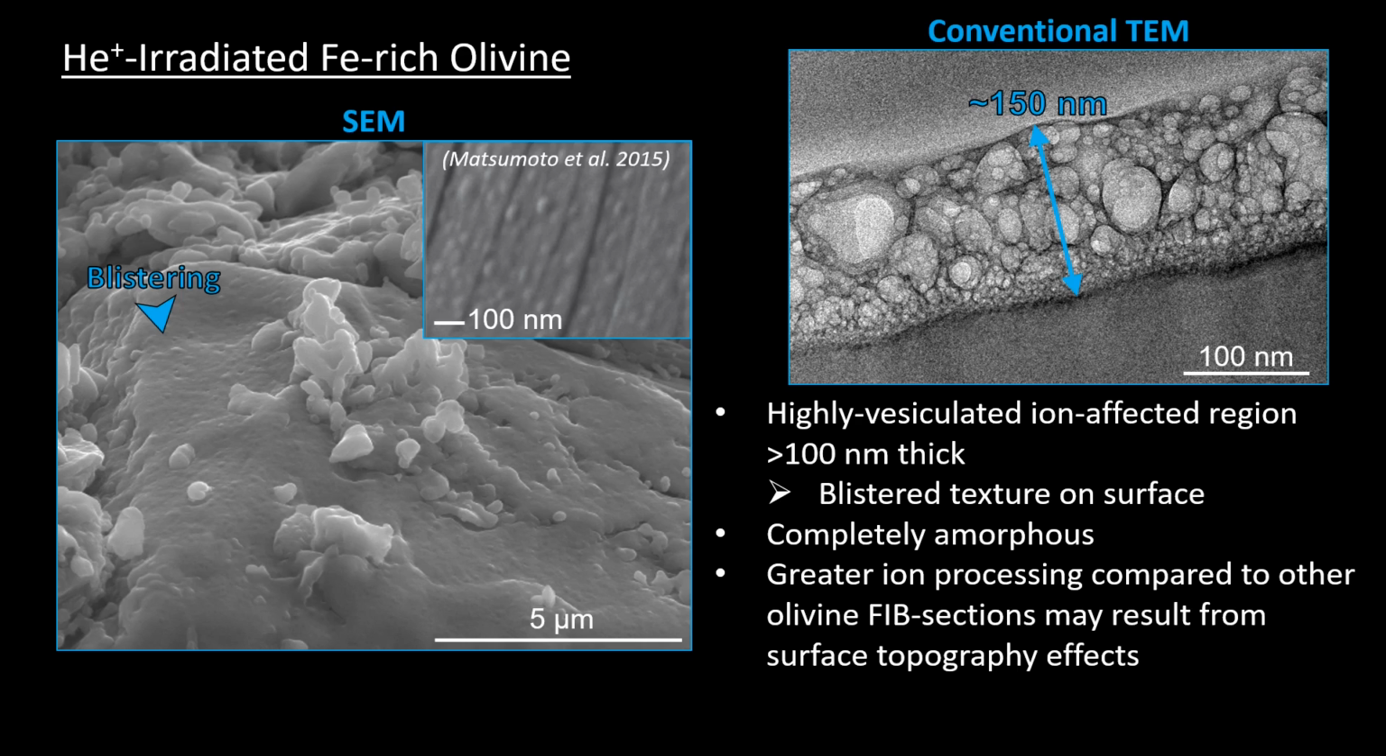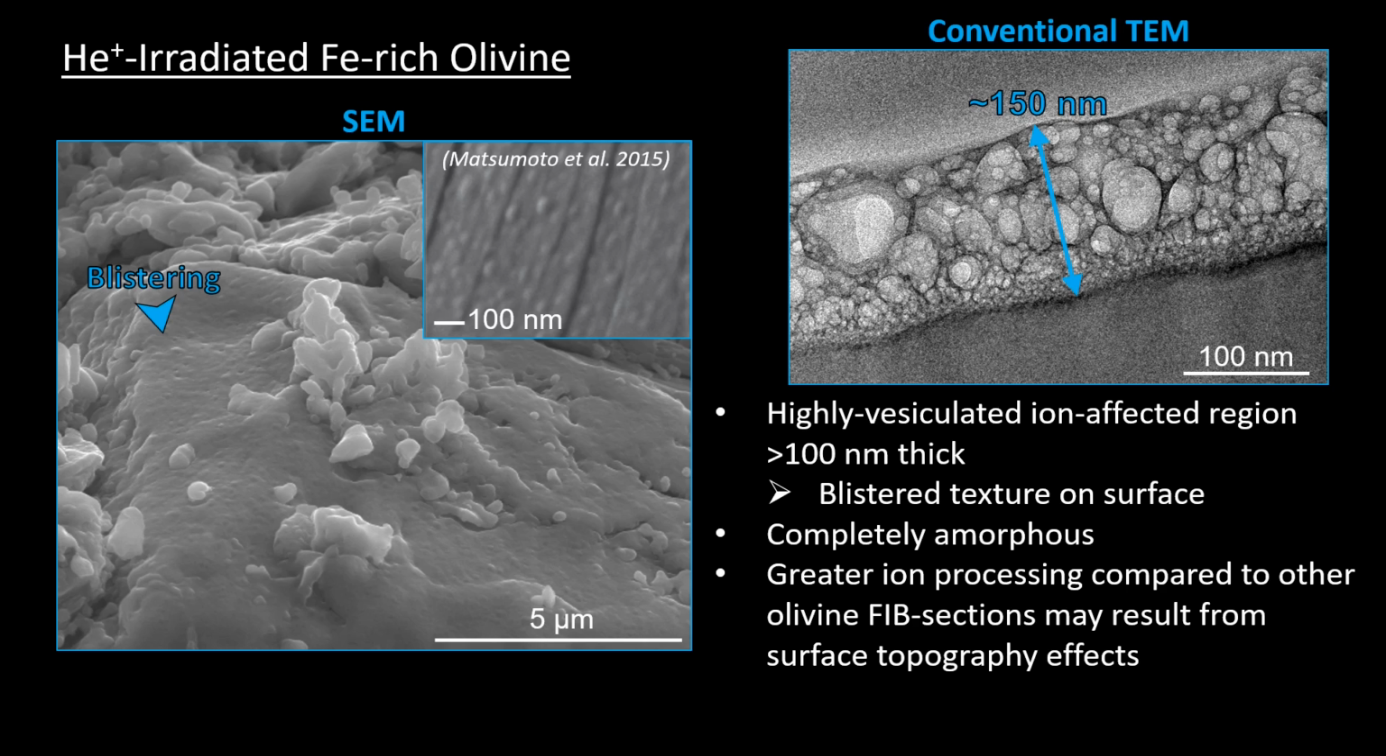Interestingly, our helium-irradiated iron-rich olivine FIB section has a highly vesiculated, completely amorphous ion-affected region similar to our matrix samples, which ranges between 120 and 180 nanometers in thickness. The vesicles themselves also vary greatly in size, from a few nanometers to over 100 nanometers in length. This intense vesiculation is also visible on the surface of the sample as a blistered texture in the scanning electron microscope image shown on the left.